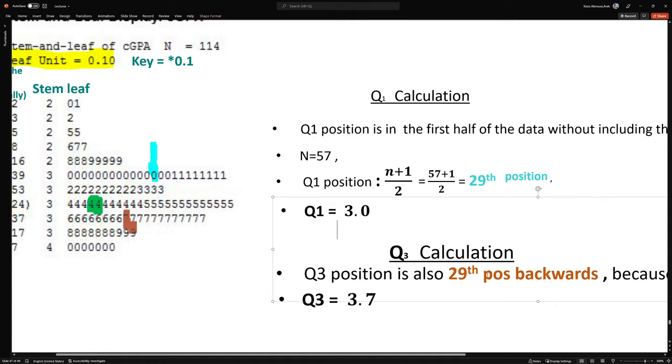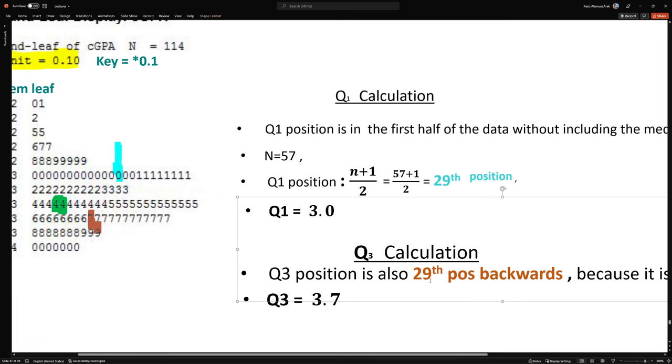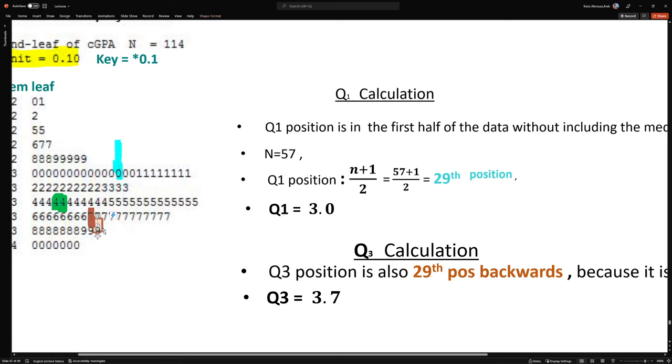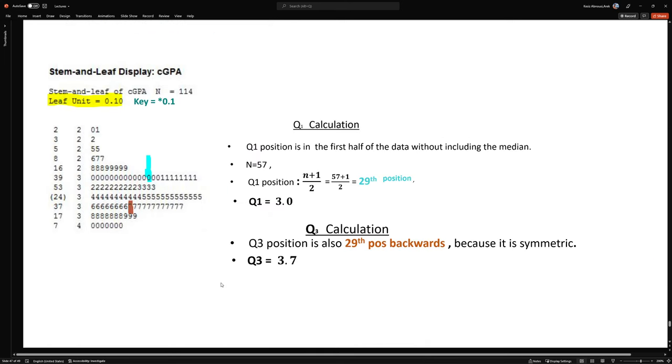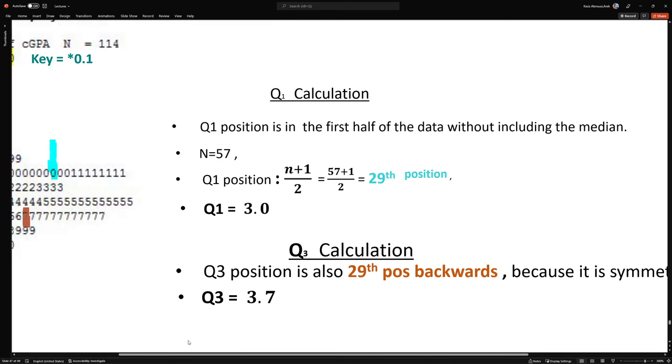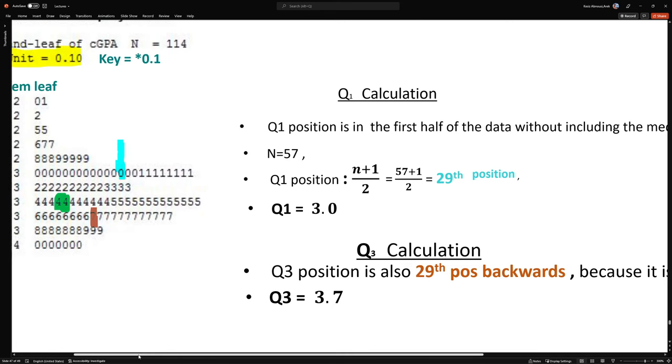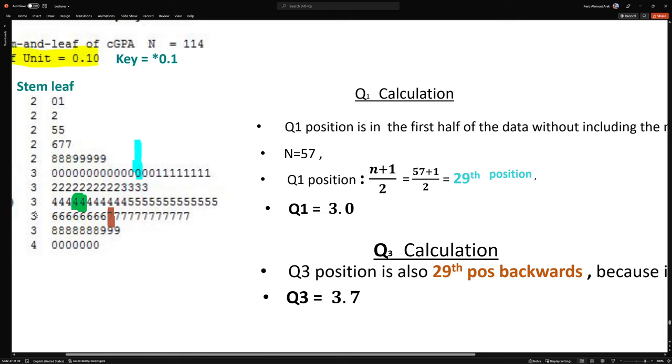The position of Q3 is also the 29th, but this time counting backwards. So if we count 1, 2, 3, 4, 5, 6, 7, 8, 9, 10, 11, 12, 13, 14, 15, 16, and so on, this is the 29th position. So we know the position of quartile 3, which means we use the stem and calculate the value of Q3. The stem is 3 for all these numbers. The key is 0.1, so it's 3.7. That's the value of Q3.